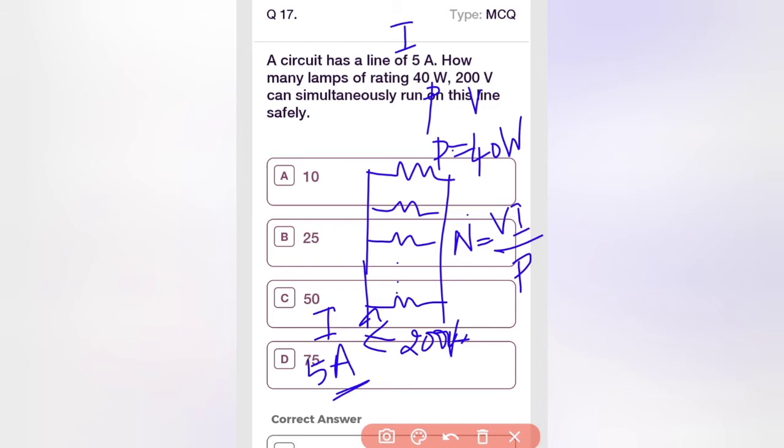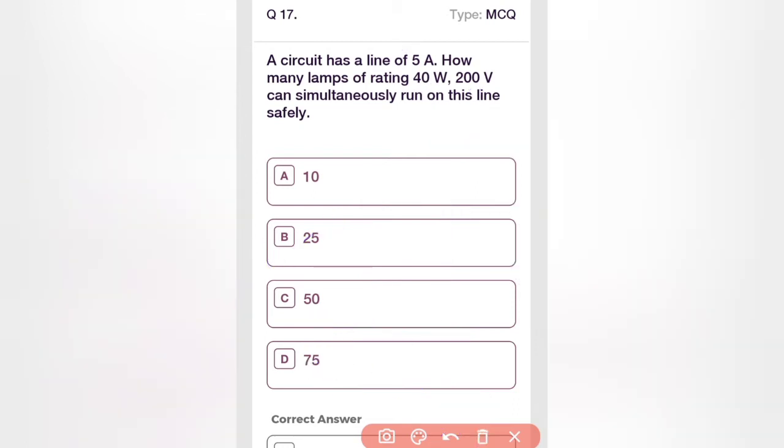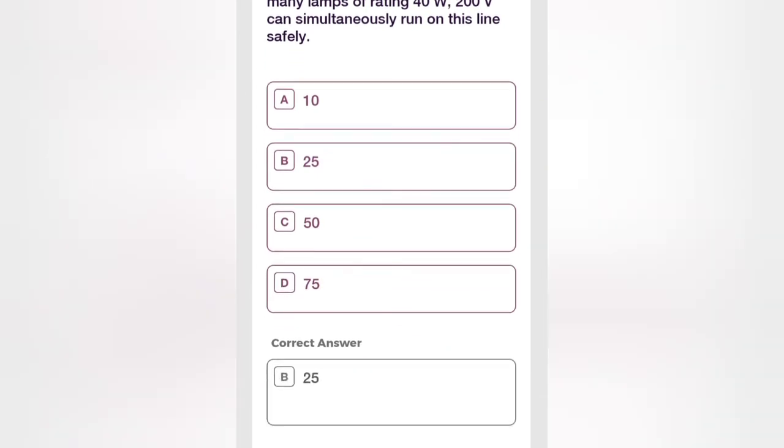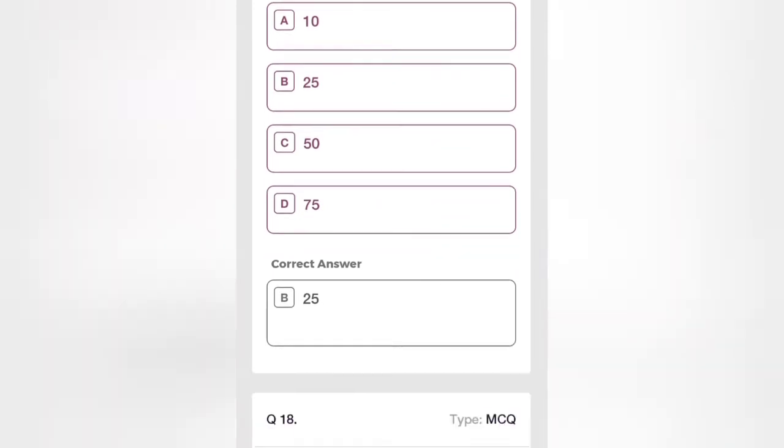So what is the voltage here? 200. So 200 into I is how much? 5, divided by P, which is 40. So you cancel this. 5 5s are 25. So 25 is the correct answer. 25 lamps of such kind can be connected in parallel.